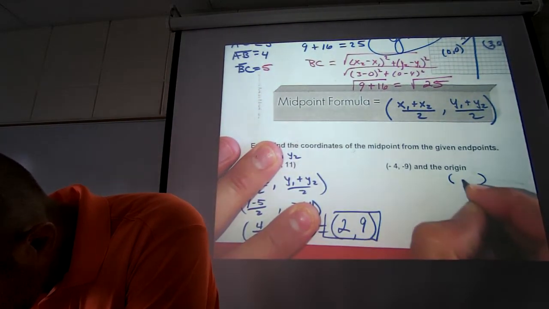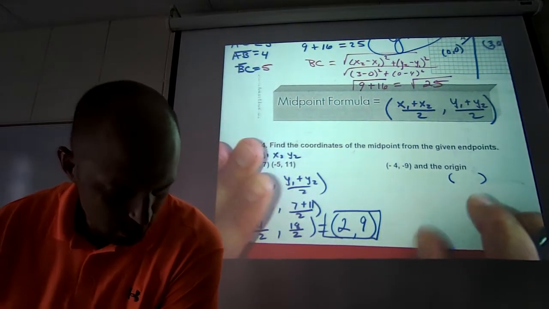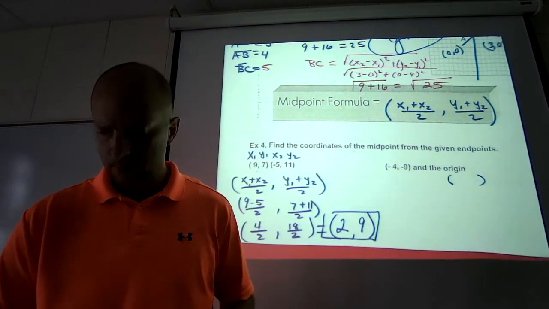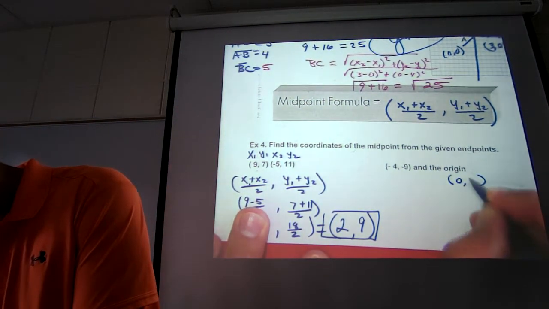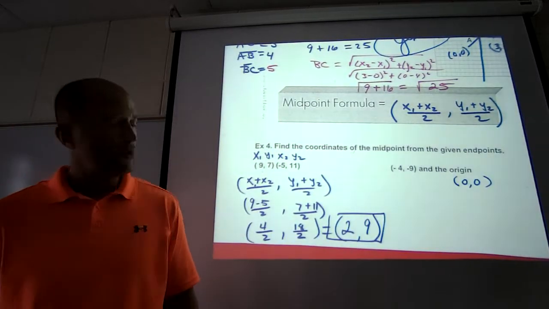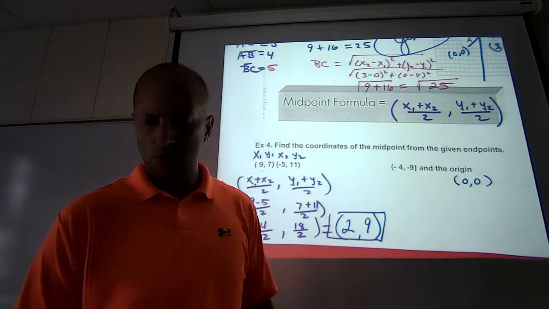The middle of the x and y axis. What numbers do we use for the origin? 0 and 0, 0, 0, boom. Okay, well now all we have to do is add these up and divide by 2, all right?